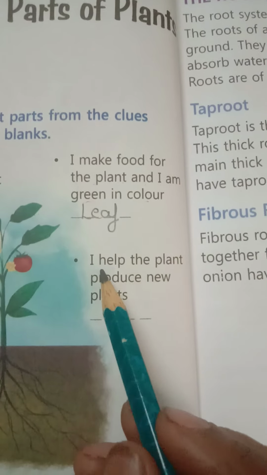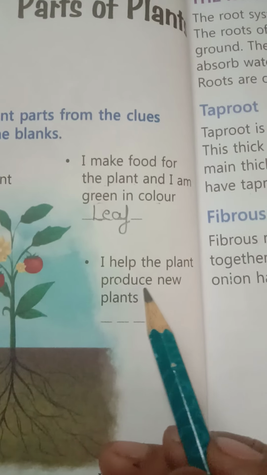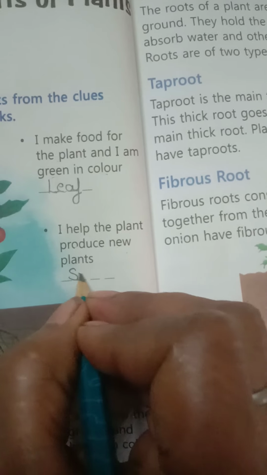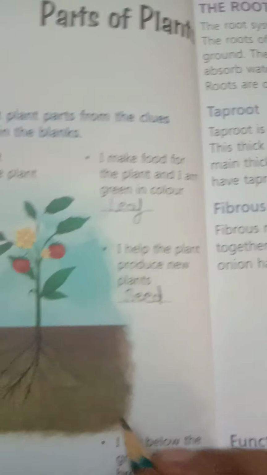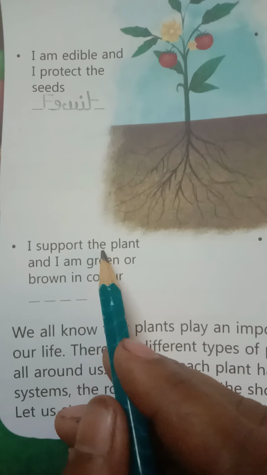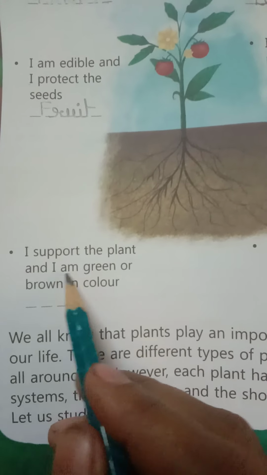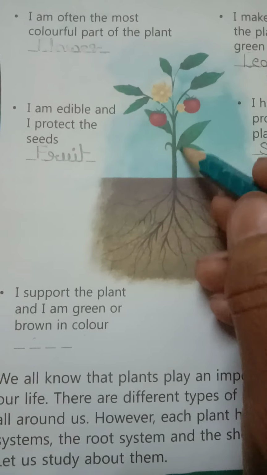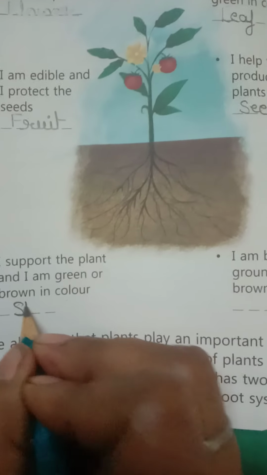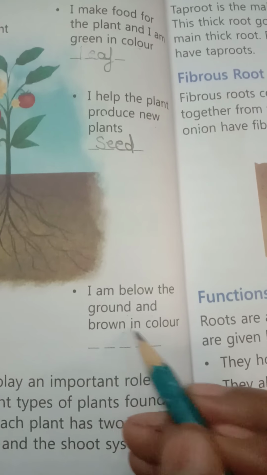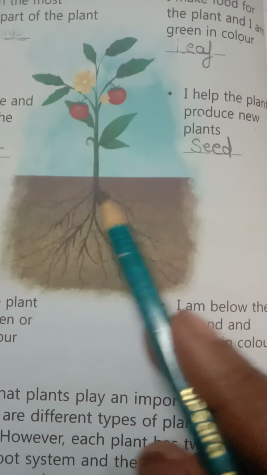Now, I help the plant produce new plants. Then the answer is seed. I support the plant and I am green or brown in color. Now that is stem. I am below the ground and brown in color. Now this is root.